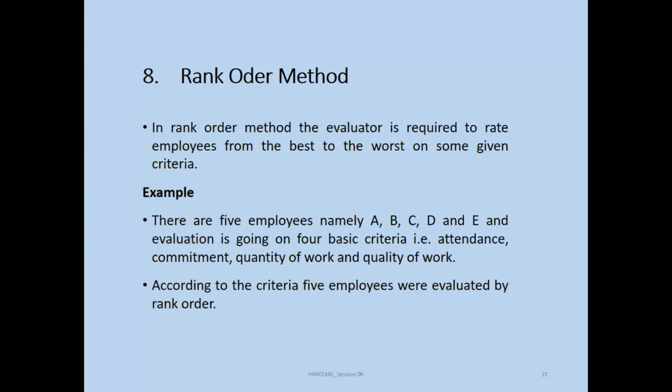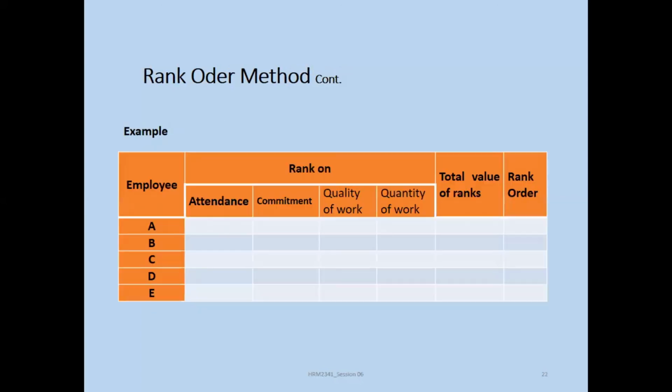Evaluation is going on for basic criteria, that is attendance, commitment, quantity of work, and quality of work. According to the criteria, 5 employees were evaluated by rank order. This format we can apply when we are using the rank order method. There are 4 performance criteria: attendance, commitment, quality of work, and quantity of work. There are 5 employees, A, B, C, D, and E.